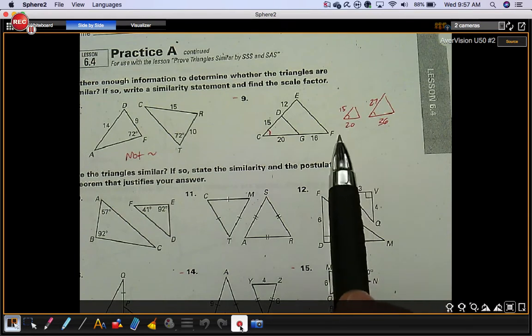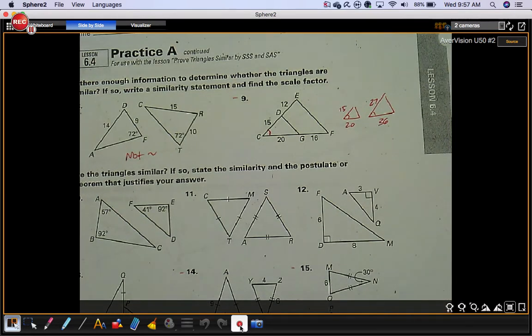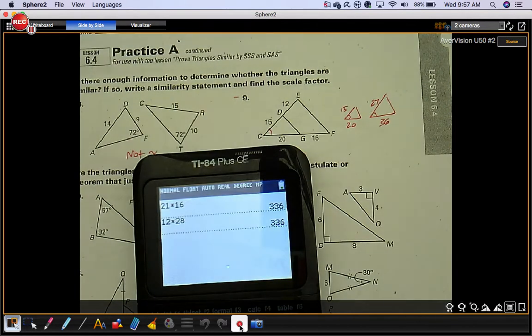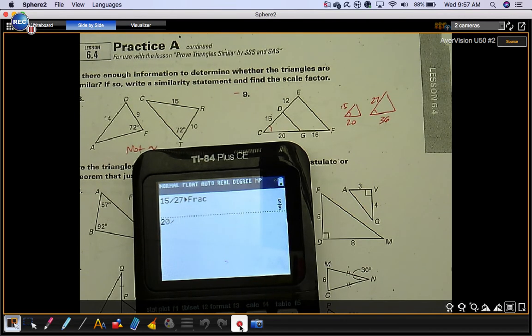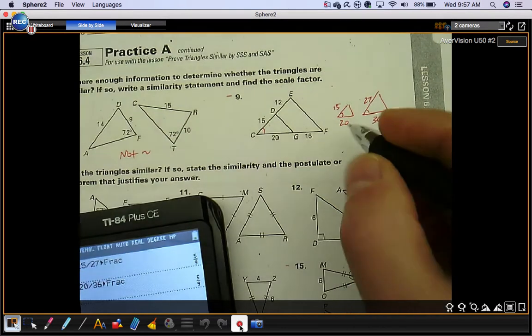15 to 27, is that the same thing as 20 to 36? Let's see. They both equal 5/9. So yes, these are similar.